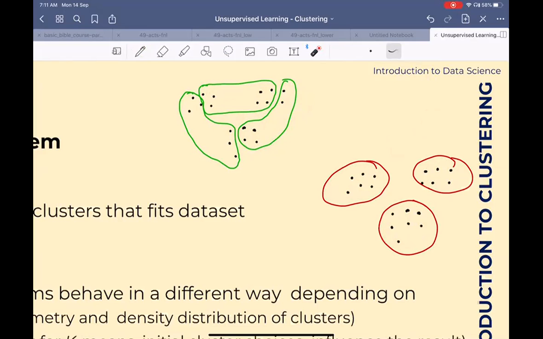So that is one part, which is correct. I'm looking for one more answer. How do we know that this one is a good cluster and this one is a bad cluster?